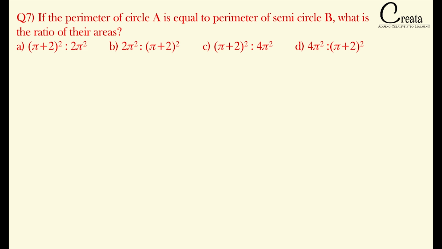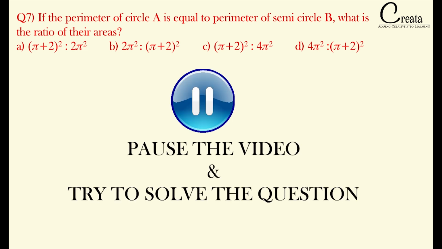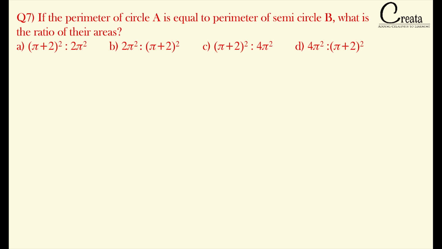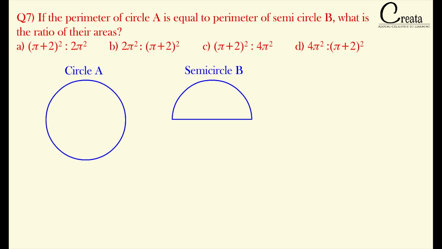The next question is, if the perimeter of a circle A is equal to the perimeter of the semicircle B, what is the ratio of their areas? 4 choices are given. Let's approach the question. First of all, we will observe and visualize the question. This question is talking about a circle A and the semicircle B. Let's have both of these figures. The perimeter of this circle A is equal to the perimeter of this semicircle B. And we have to calculate the ratio of the area of both of these figures. Okay, let's approach the question.